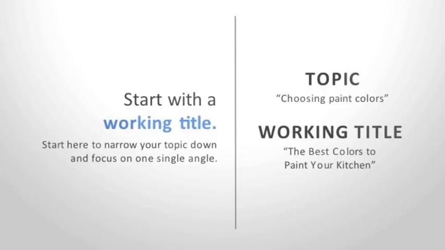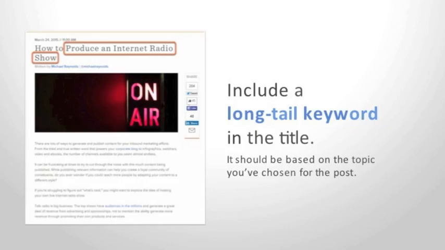A topic like choosing paint colors could breed multiple different blog posts. A working title like the best colors to paint your kitchen is specific to one single blog post. Next, include a long tail keyword in the title. A long tail keyword is a specific phrase that people are searching for. It should be based on the topic that you've chosen for that post. If you're blogging about how to produce an internet radio show, then your long tail keyword would be produce internet radio show.